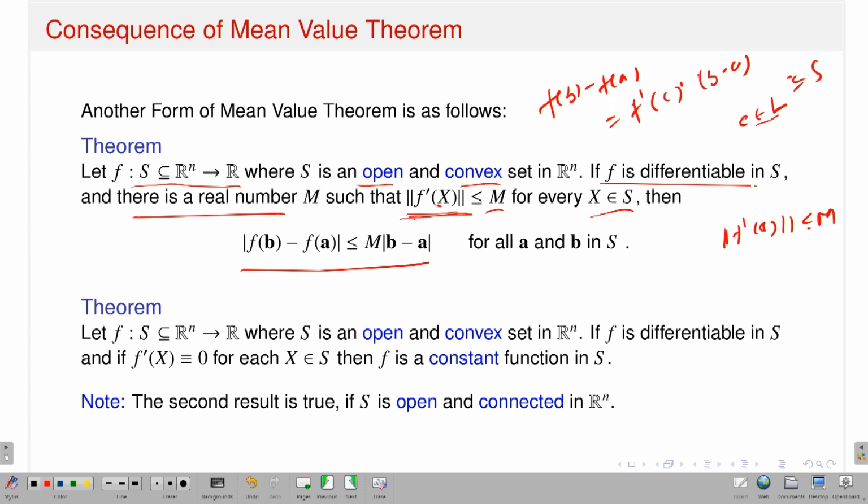So, in particular, it is true for C, and then you just take the absolute value here. And what will you have to do? You have to apply the Cauchy-Schwarz inequality. This is a vector, this is a vector, so this is less than or equal to the norm of f prime C times the norm of (b minus a), and the norm of f prime C is dominated by M. Therefore this is less than or equal to M times the norm of (b minus a). So very straightforward. Once I have the earlier one, that means the mean value equality, then I will have the mean value inequality.